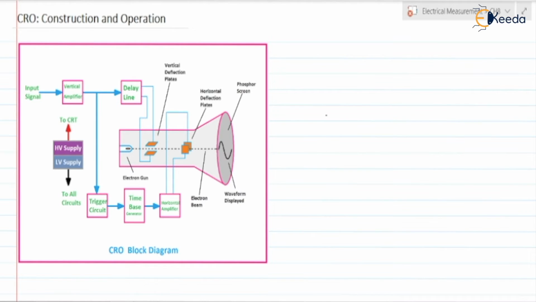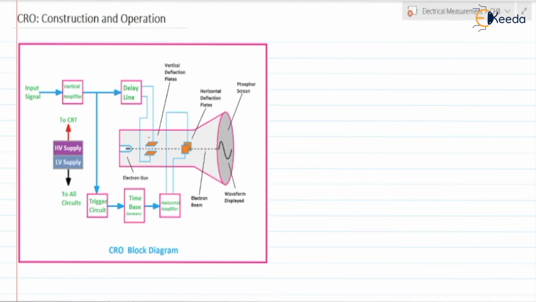Unlike the meters, which only allow the user to measure amplitude information, the CRO or the oscilloscope allows the user to view the instantaneous voltage versus time. Such a displayed plot of the signal can be used for various measurements like peak voltage, frequency, phase, time period, rise time, etc. Here we have the block diagram of a CRO.